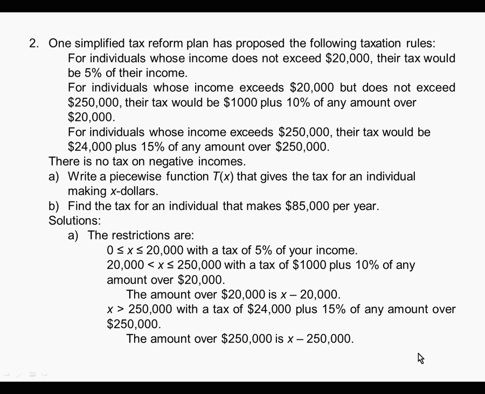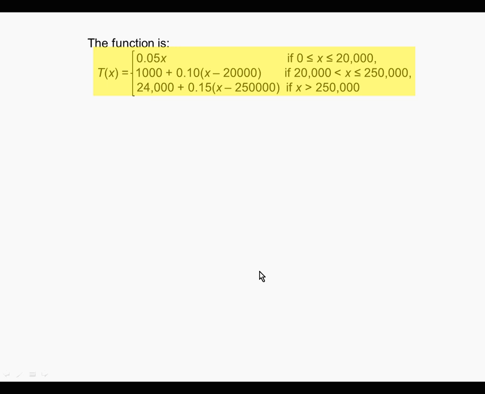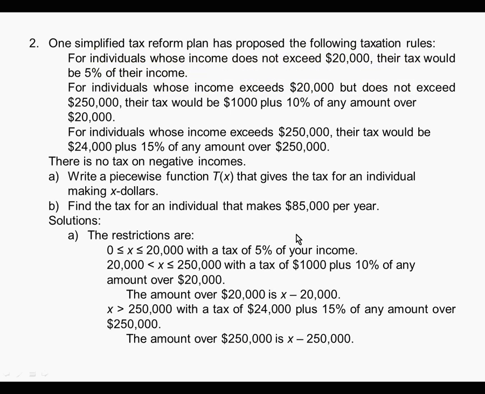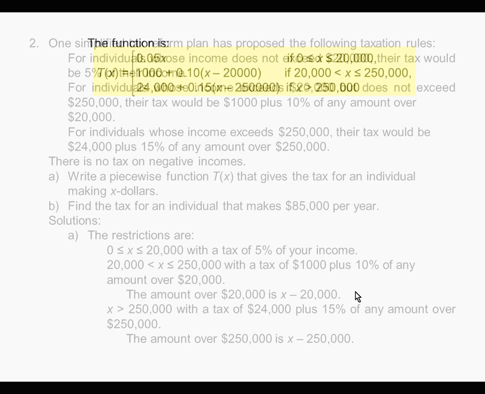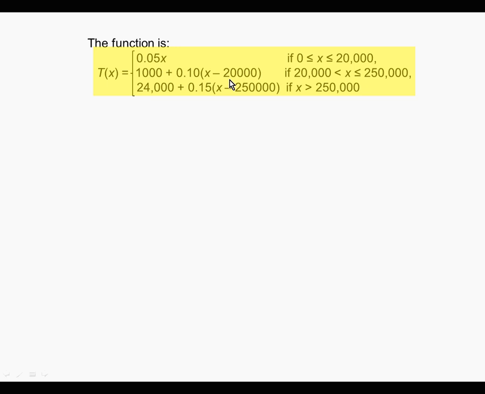Okay, we're calling it T of X. So our function, capital T of X is 0.05X if 0 is less than X is less than 20,000, again, that's that very first restriction. Okay, and then 1,000 plus 0.10 times X minus 20,000 if you're between 20,000 and 250,000. And lastly, 24,000 plus 0.15, the 15%, times X minus 250,000 if X is greater than 250,000. Okay, so there's the tax function.